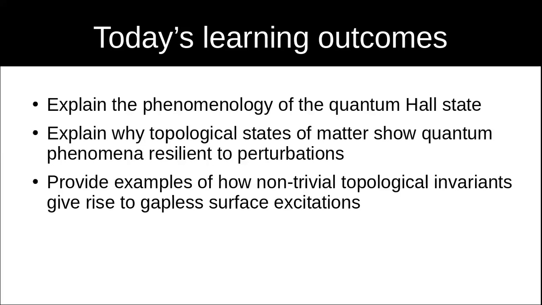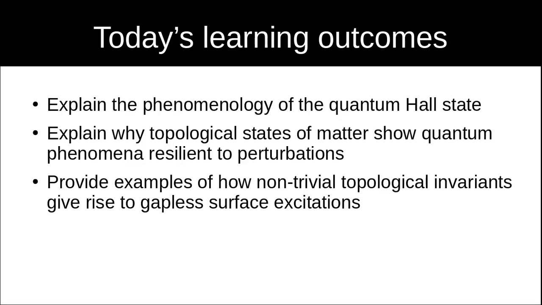In particular, we are first going to start with the simplest topological state, which is the quantum Hall state. We will see why the transport in this state is topological and what is the origin of the edge states in the quantum Hall state. And most importantly, why topological states are resilient to perturbations, which is the most important property of topological matter.